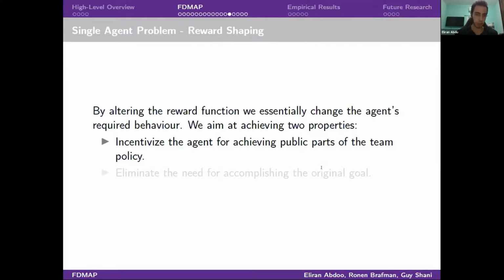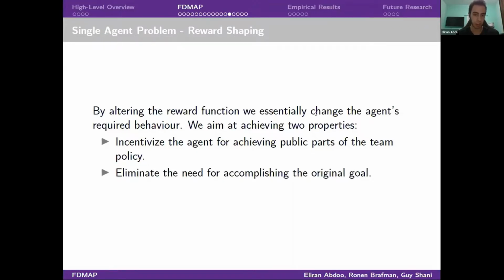And the second part, which is the quantitative part, is done by altering the reward function to reward our context actions. So we aim at achieving two properties. We want to first incentivize the agent for achieving public parts of the team policy. So this is exactly what we said about having the CAs and the idea of giving enough rewards so the agent will find it beneficial to do that.